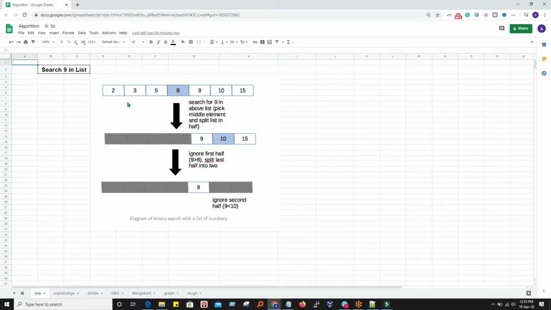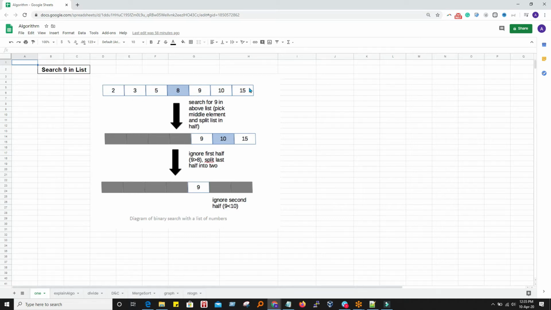One may say that we just check each and every number sequentially, and if 9 is found, that's okay. But the problem with that algorithm is that it is very time consuming. If you have hundreds of numbers and you keep on checking each and every number sequentially, it will take too much time.